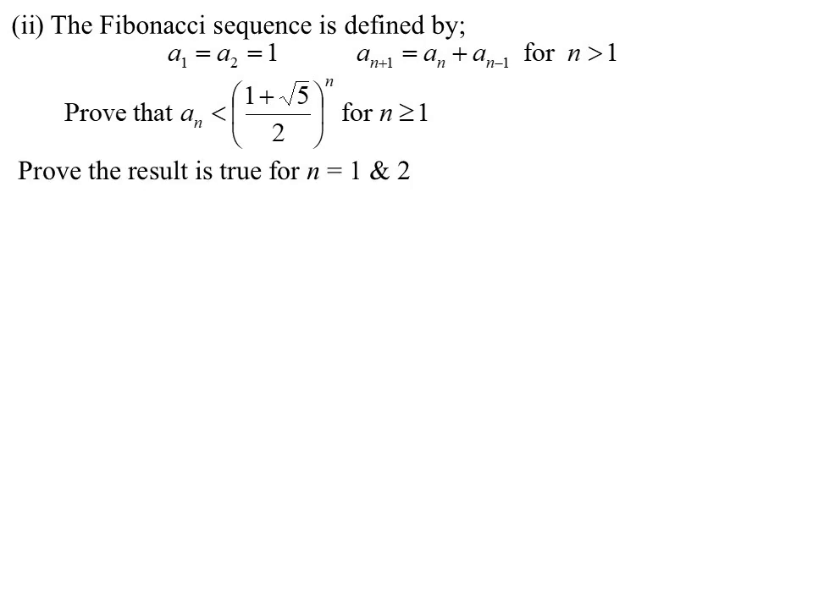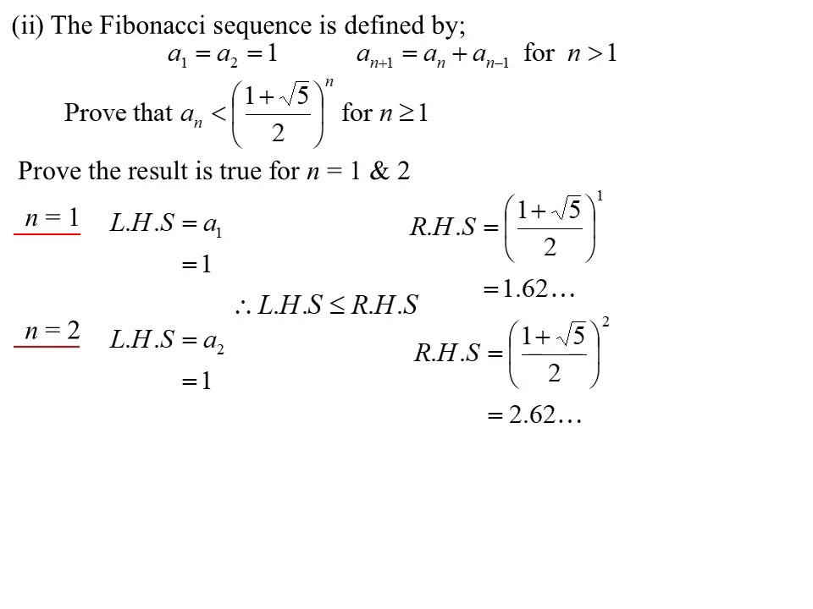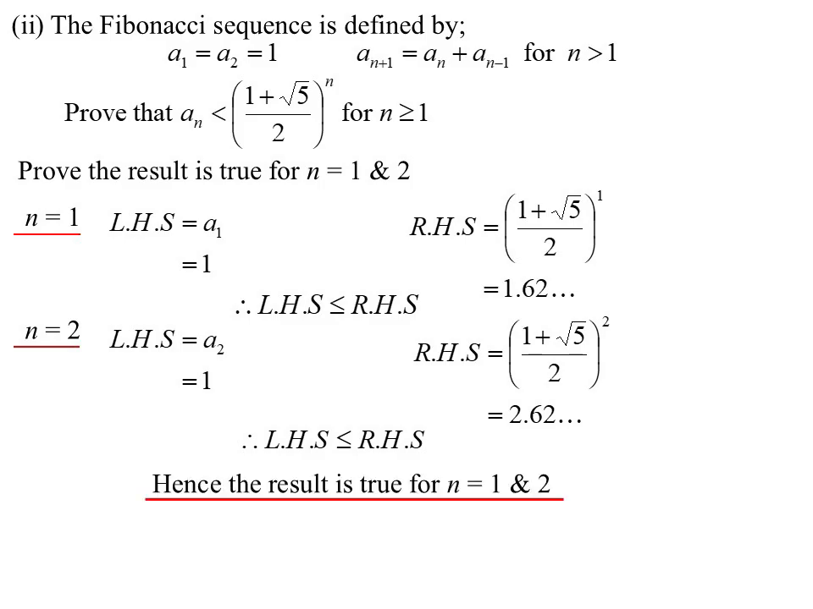Okay, so I'll prove it true for those first two terms. So n equals 1. First term is 1. 1 plus root 5 on 2, that golden ratio, to the power of 1, is 1.6, well, 1.618, and it goes on and on. But it's certainly less than 2. So that's okay. What about the second term? Second term is also 1, but that squared becomes 2.62. Yes, 1 is less than 2.62, so it works for the second one as well. So, yep, it works for those first two.